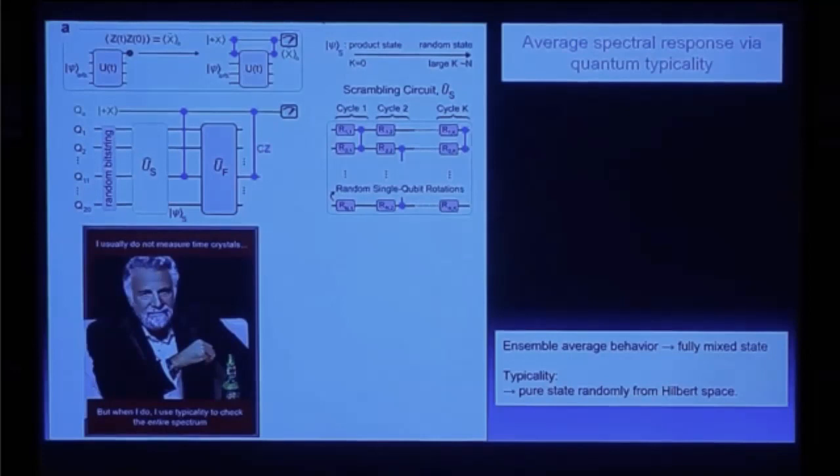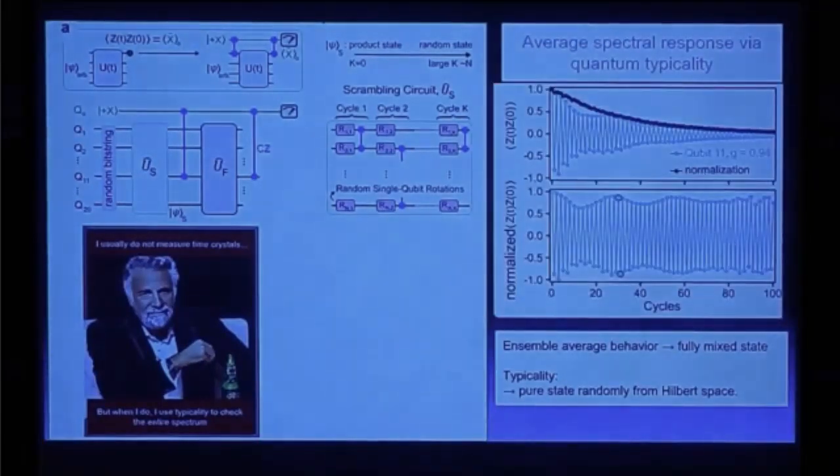So with one state fully randomized in the Hilbert space, we are going to predict the behavior of the entire spectrum. And this is the raw data, qubit 11 at G value 0.94, and the normalization. We use that to do the proper normalization, removing the decoherence, and you can see we are restoring what we claim as the infinite oscillation signature.